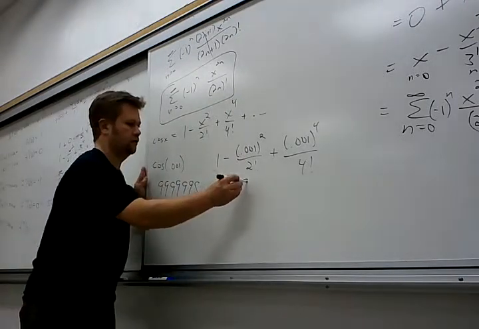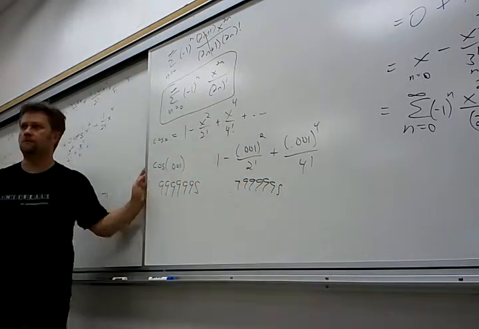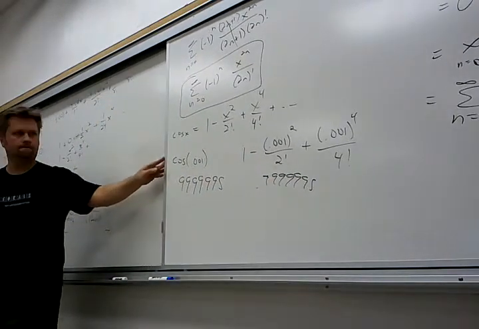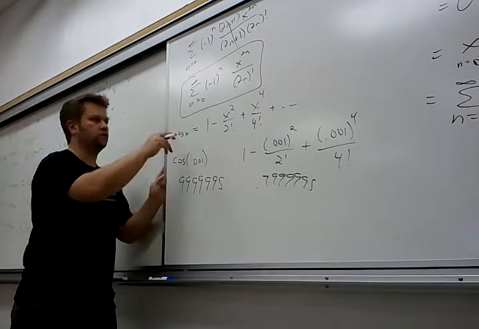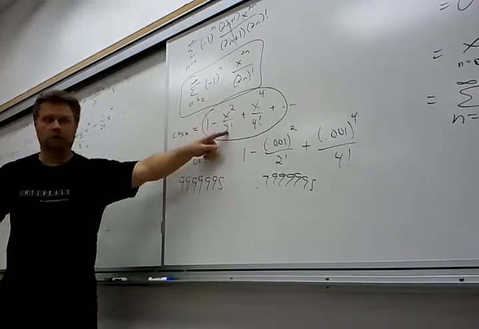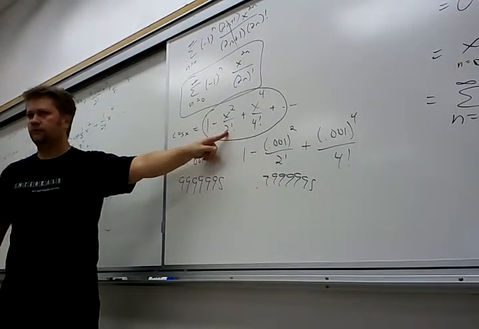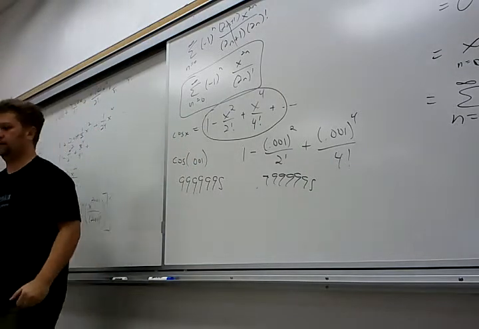And sure enough, if you do this, I can't remember how many nines there were, you get the same thing. Kind of nifty. All right. So as long as all your inputs are really close to 0, this polynomial works just as well as this function. That's kind of nifty.